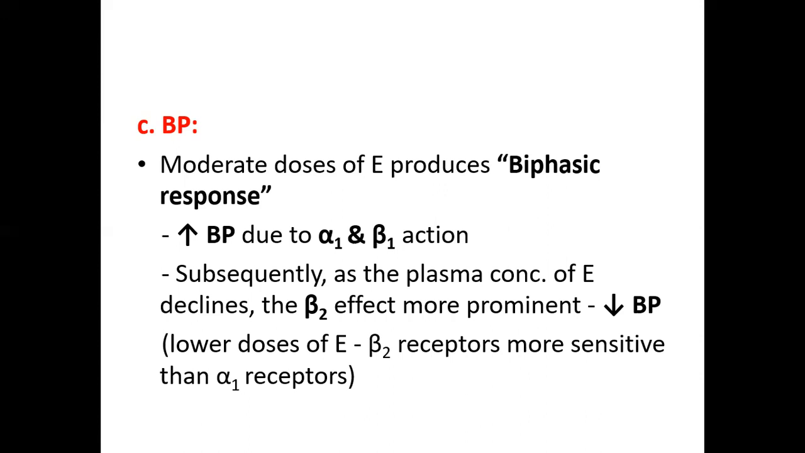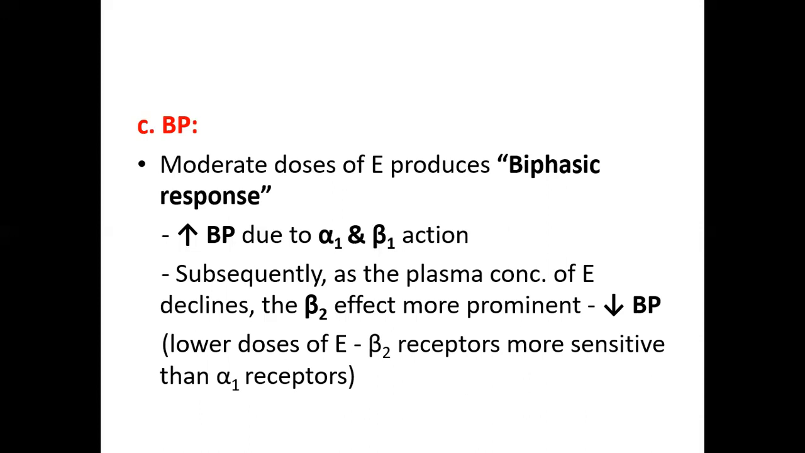Subsequently, as the plasma concentration of epinephrine declines, beta 2 being more sensitive to epinephrine, even the smallest dose of epinephrine has action on beta 2. So there is a decrease in blood pressure. With a low dose of epinephrine, beta 2 receptors are more sensitive than alpha 1 receptors, so there is a fall in blood pressure. This is called a biphasic response.